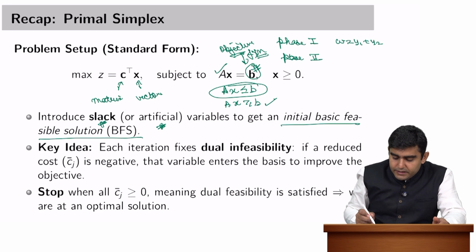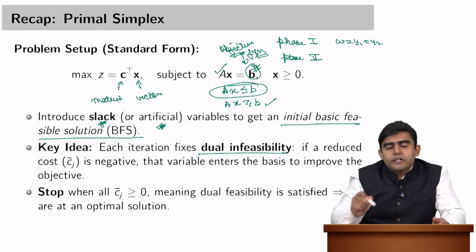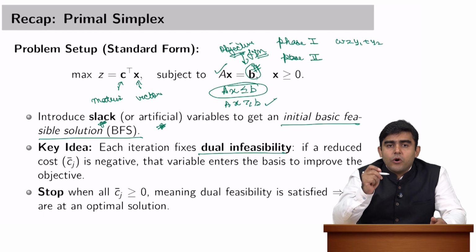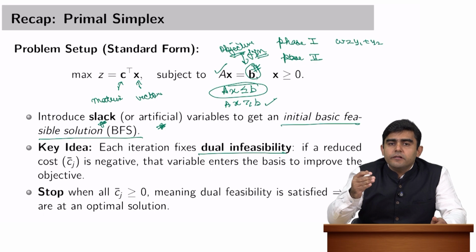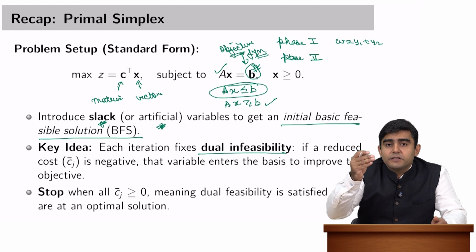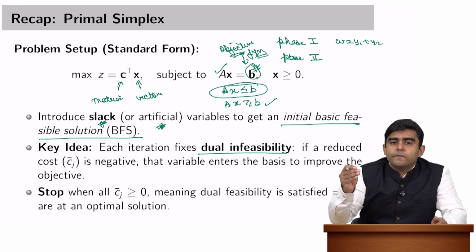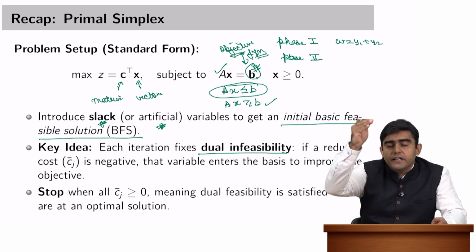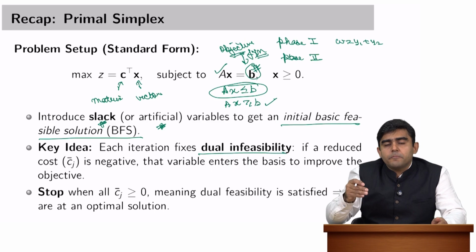Now, the key idea here is that in each iteration, we fix the dual infeasibility when we were talking about primal simplex. Why? Because if you recall, when we were dealing with primal simplex, we decided the entering variable, that particular variable which had the maximum negative sign, for example. This negative sign is an indication of dual infeasibility when we talk about the dual tableaus or dual constraints that we specified. Why? Because the negative signs that we had in the primal objective function become part of the dual constraint.